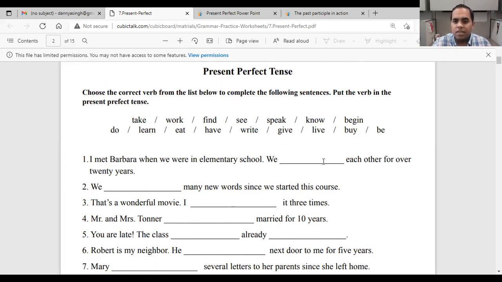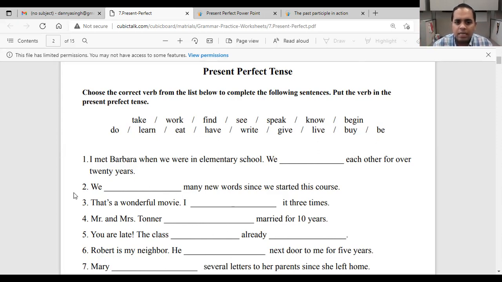Good. We can use know. Know is simple present. What is the past participle of know? The past participle of know is known. We can say we have known each other for 20 years. We have known. You need have plus past participle. Have plus known. Known is the past participle.